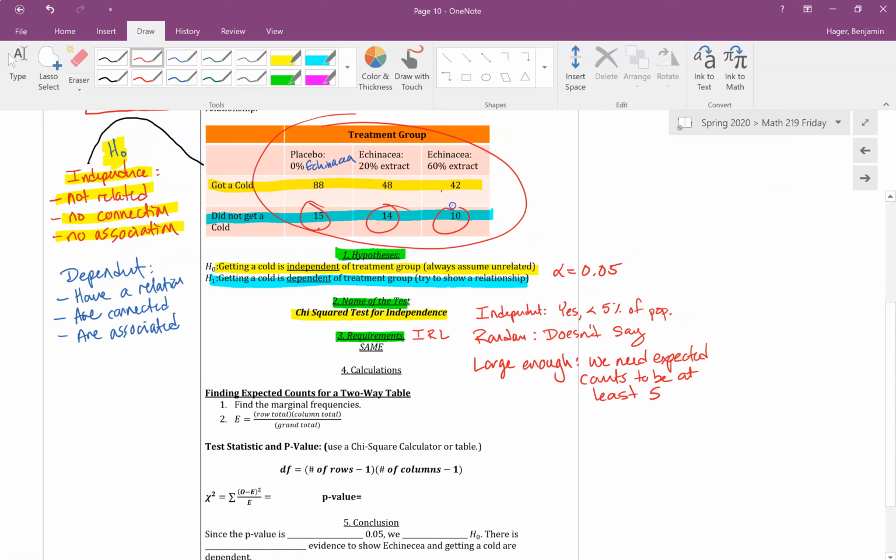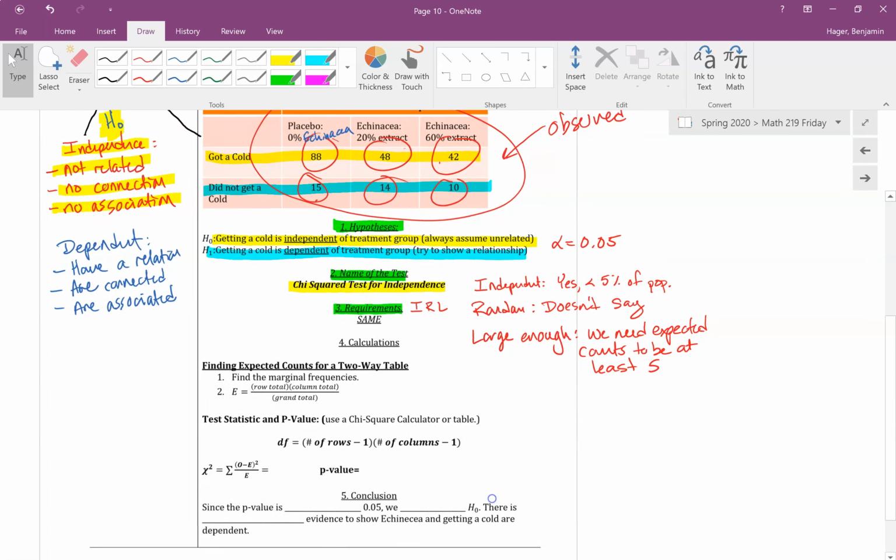Each of these categories. Now this is what I actually got. These are my observed values, right? So that's not what they're talking about. They're talking about, well, what would you expect? Here's how you find it, okay?